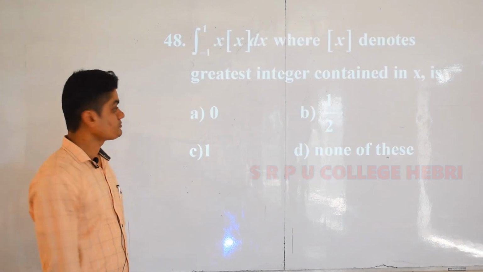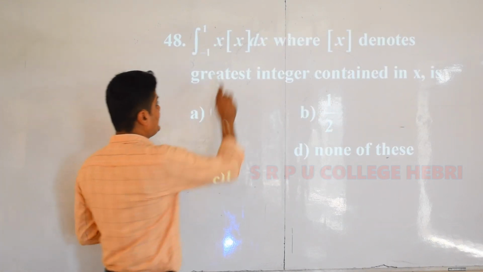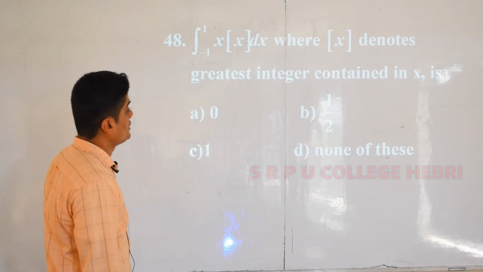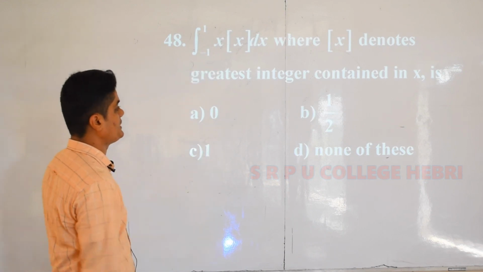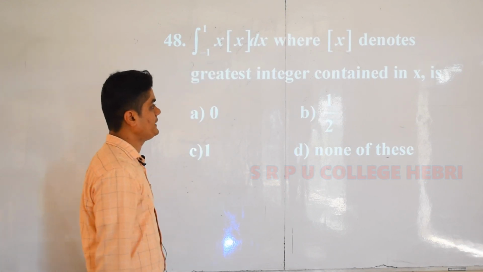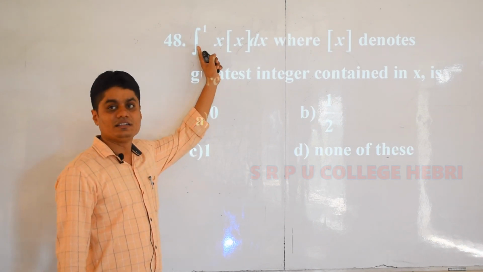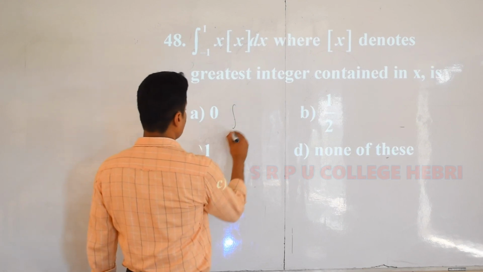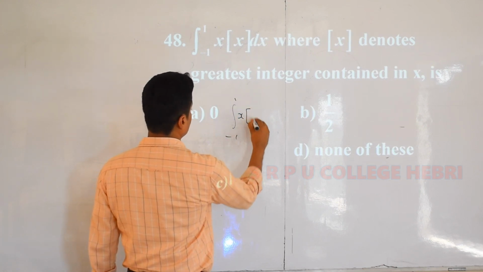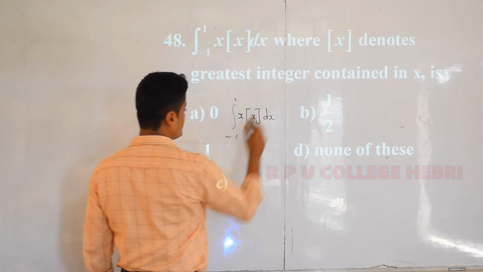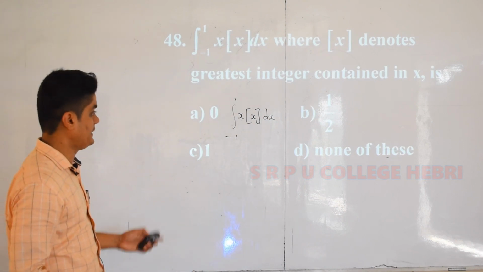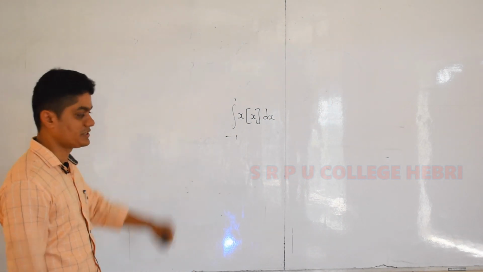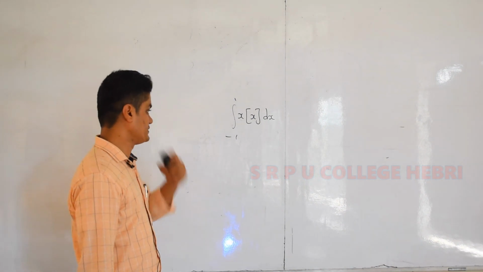Next question: integral from minus 1 to 1 of x into greatest integer of x, where the greatest integer function is defined. Then find the value of this integral. So what is the integration? Minus 1 to 1, x into greatest integer of x. Now I will remove the question. Okay, the question is there in a board, so you have to solve this greatest integer function.